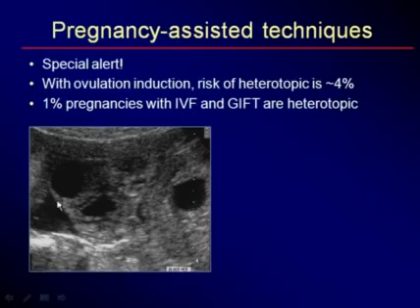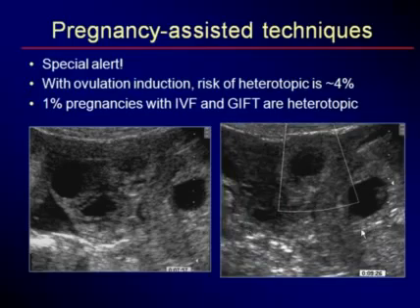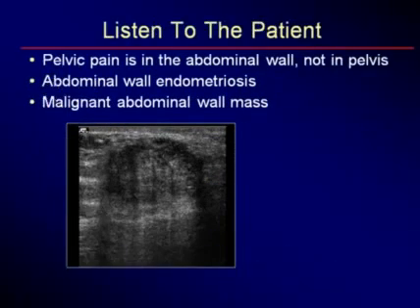In this case, there was ovulation induction. We see an enlarged ovary with cysts, but because of the risk of heterotopic, we look carefully and we spot that not only was there an intrauterine pregnancy here with an embryo, but there was an extrauterine gestational sac, an ectopic pregnancy, and the rest of the ovary was out here. So yes, that would alert us. We have to know this information.